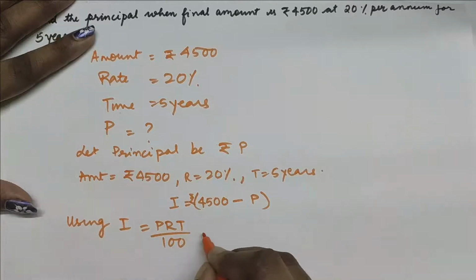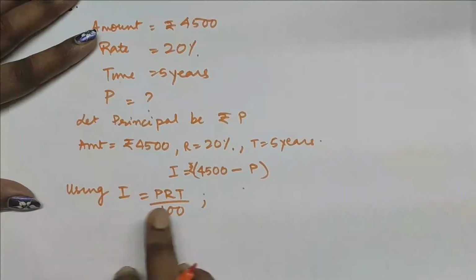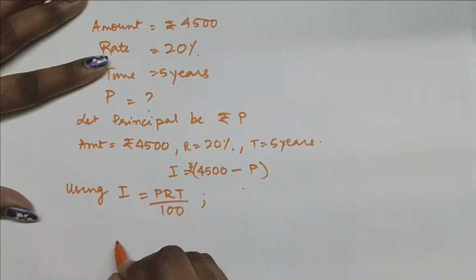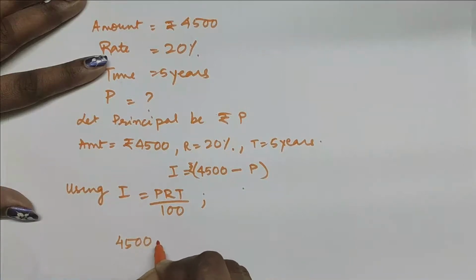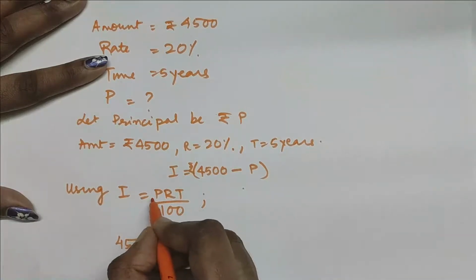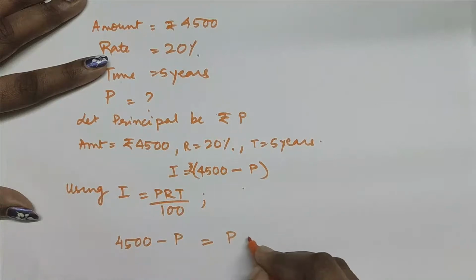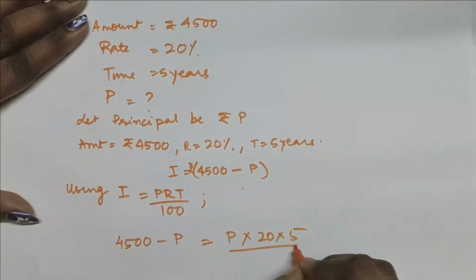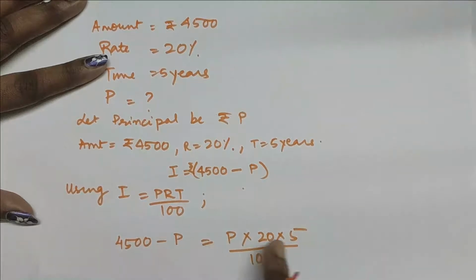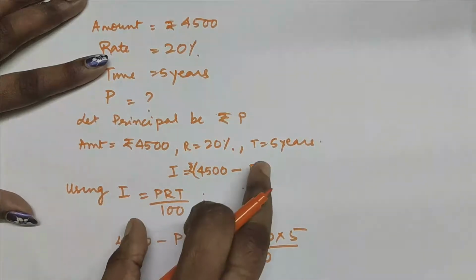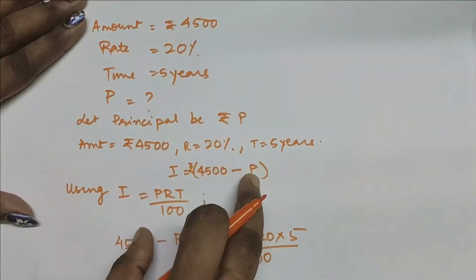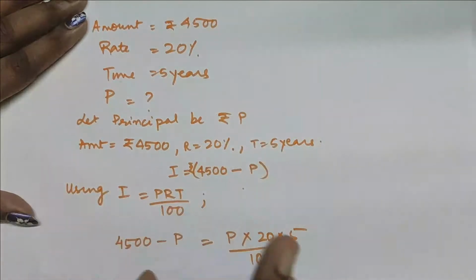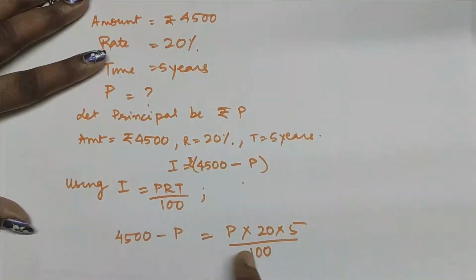So if I put it like this now, in place of I am going to write 4500 minus P equal to, and this side P as it is, R is 20, time is 5 by 100. So both this side, the value which will come is same, so I am putting it equal, and in place of I have represented I in terms of P. Simple calculation. Now let us solve the value for P.